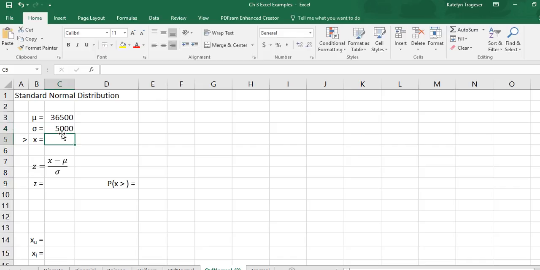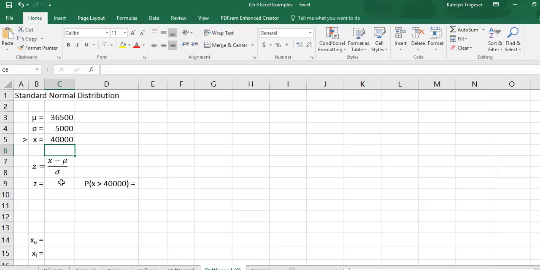And we want to know how many tires can be expected to last more than 40,000 miles. So we have an x of 40,000 miles. And as you can see over here, we have a greater than sign. So we want to know how many last more than 40,000 miles. So as you can see, this does not fall under the standard normal distribution.